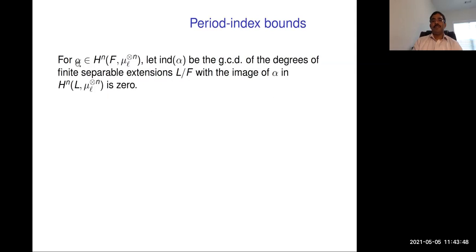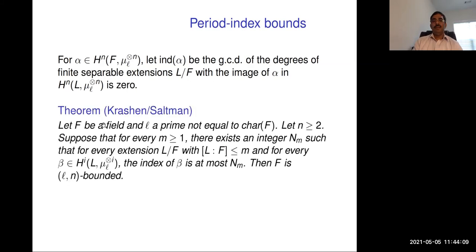But more generally, for any alpha in H^n, let the index of alpha be the GCD of the degrees of finite separable extensions L' such that the image of alpha in H^n(L', mu_l^{⊗n}) is 0. This is the same as the index of a central simple algebra, what we know in general. So we can define it for any element like this. The theorem of Krashen for general l and Saltman for l equal to 2.